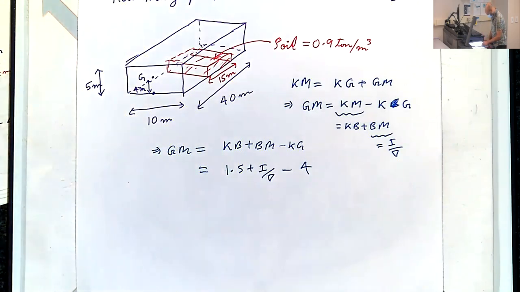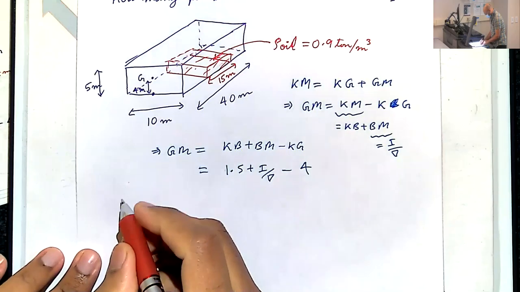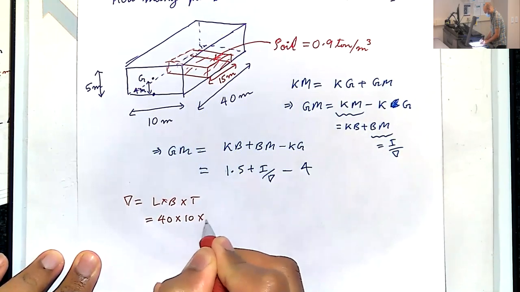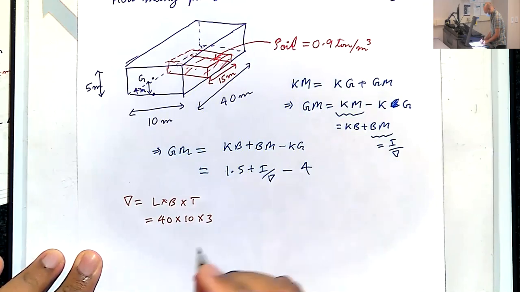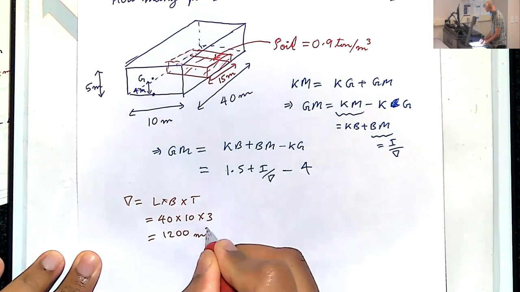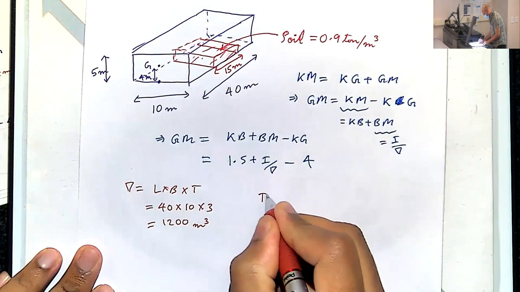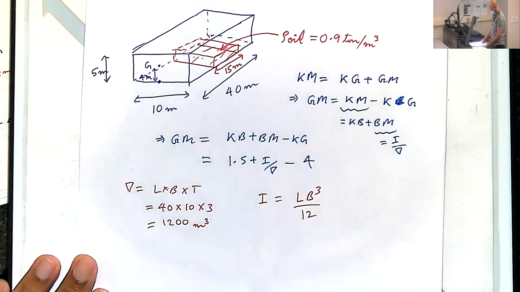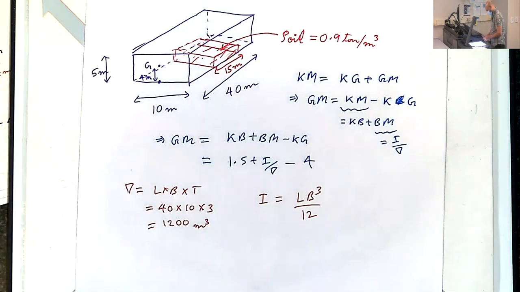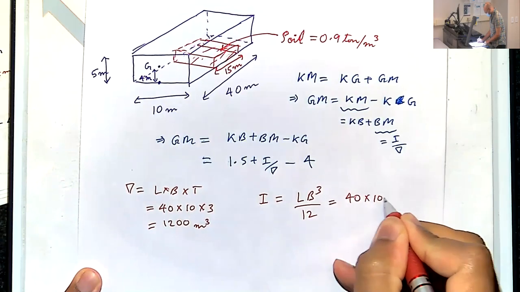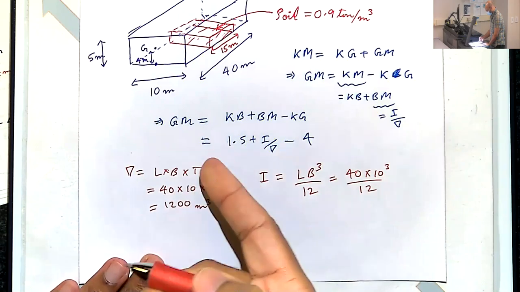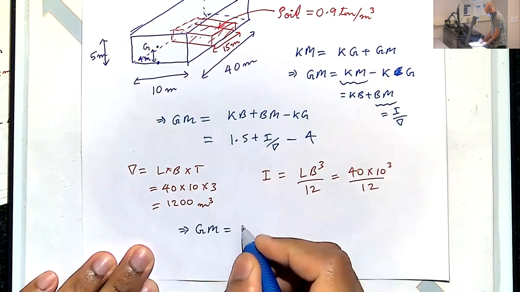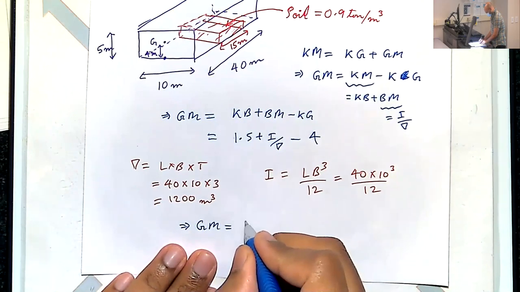Okay. Nabla is easy to compute since this is a rectangle. So Nabla is L times B times T, 40 times 10 times 3. That is 1,200. Okay, I is L B cubed over 12, so 40 times 10 cubed divided by 12. So you plug all of that in here and you get GM is 0.27.